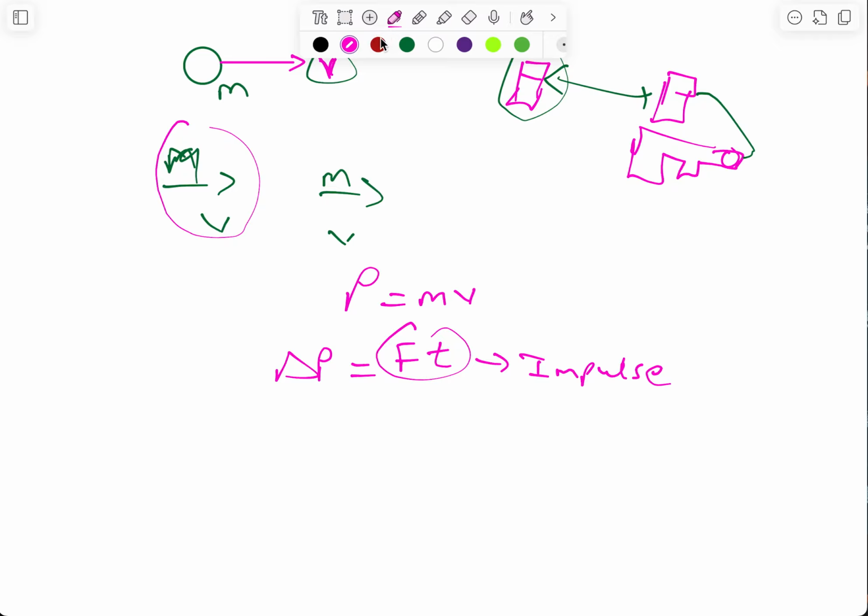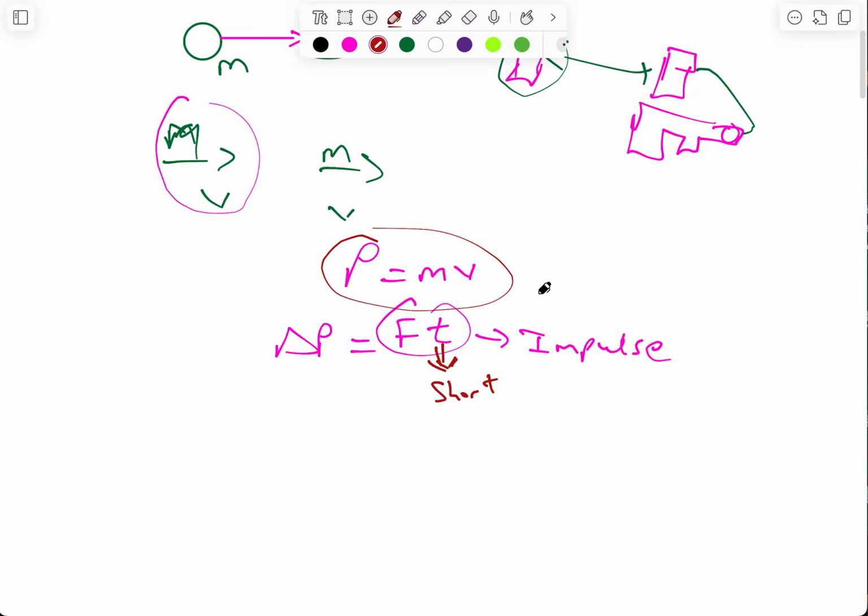So what is impulse, and what is it equal to exactly? Momentum is the product of mass and velocity. However, impulse is change in momentum, and the change is not actually observed over a long period of time. The change is observed over a short period of time.